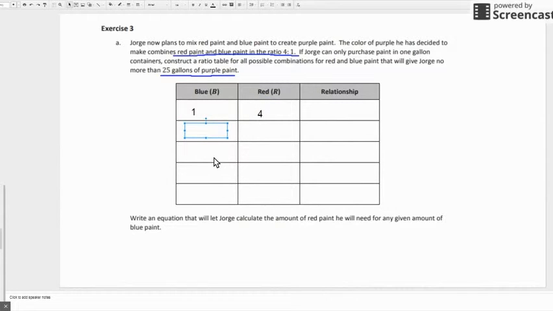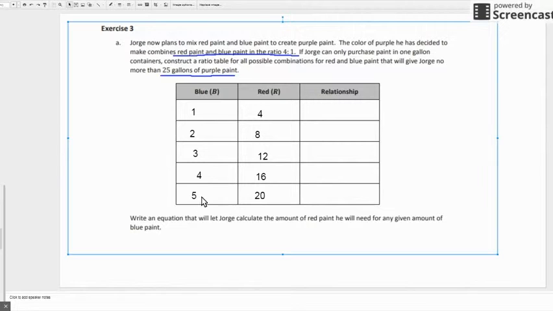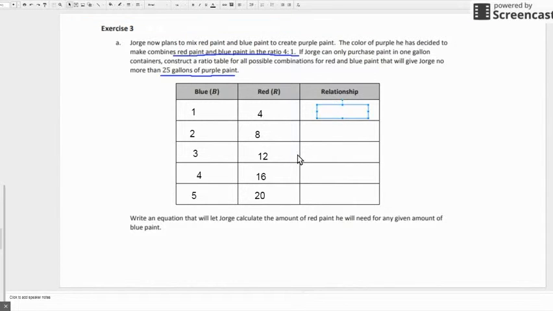Well, if the blue paint goes up to 2, the red paint would go up to 8. If we continue to go, blue paint 3, red paint would go to 12. Blue paint 4, red paint would go to 16, not 15. Blue paint 5, red paint would go to 20. And of course, that is 20 gallons of red, and remember, we have to add those two together to create the purple. That's 25 gallons.